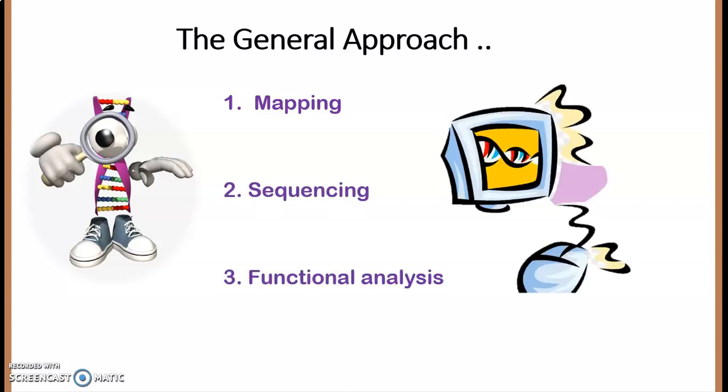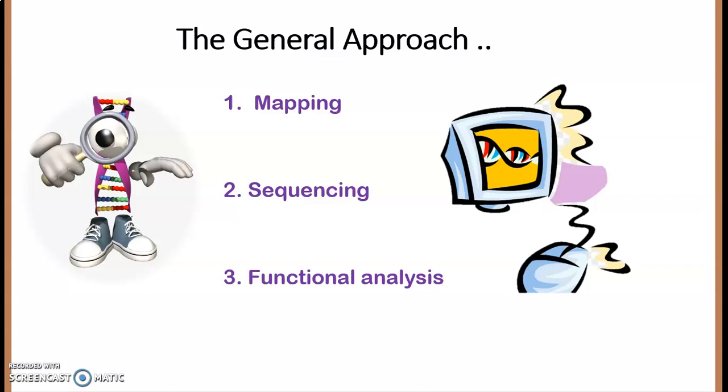Second was to sequence, okay. The sequencing was done using the technologies that were available at that time. Sanger's method, okay, was actually used, okay. And then after sequencing, we need to perform functional analysis. That means whatever gene has been identified, okay, what functions does that gene play, okay. So functional analysis has to be done, okay. That will be the ultimate goal only, no?